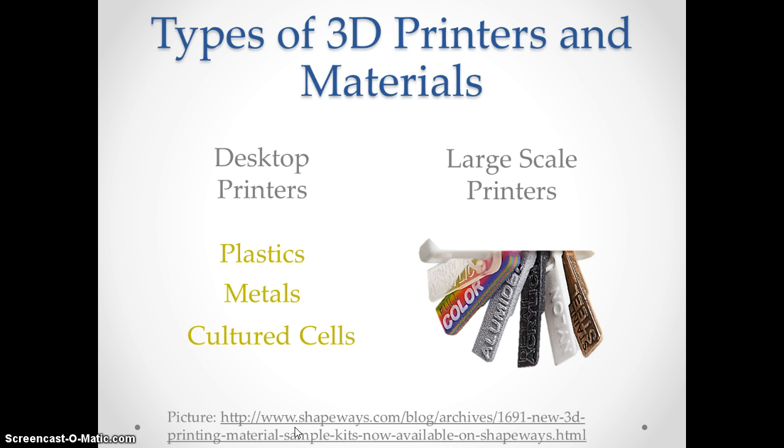Some of the materials used are plastics. The two main plastics used are ABS, which is a plastic that is similar to Legos, and PLA, which is polylactic acid. And this is just a biodegradable polymer. Some of the metals used for 3D printing are gold, aluminum, and even stainless steel. Cultured cells are also used for printing living organisms. There's even a case where someone used chocolate to create chocolate sculptures using the 3D printer.